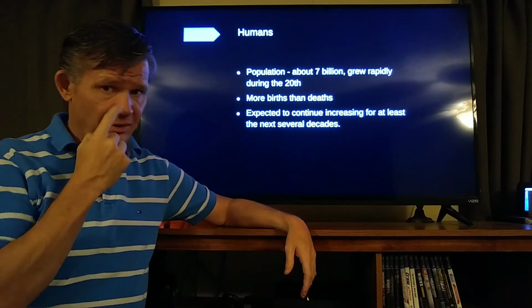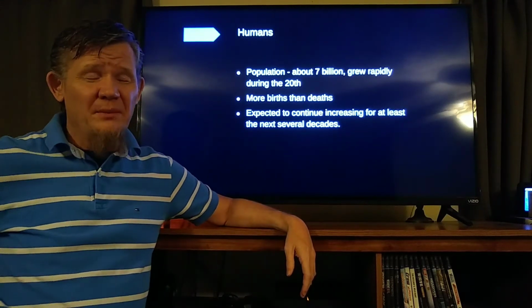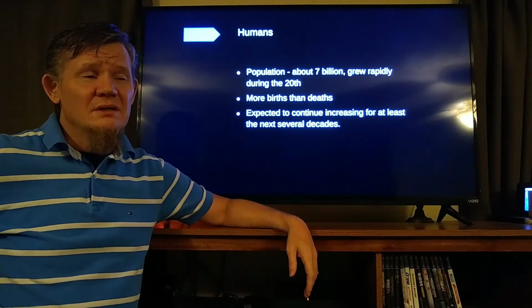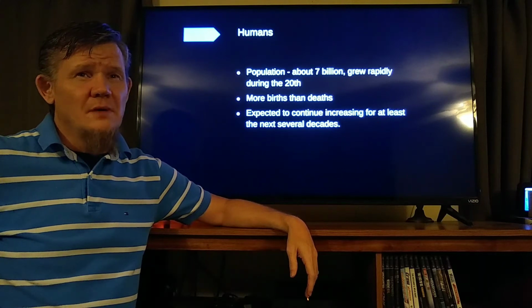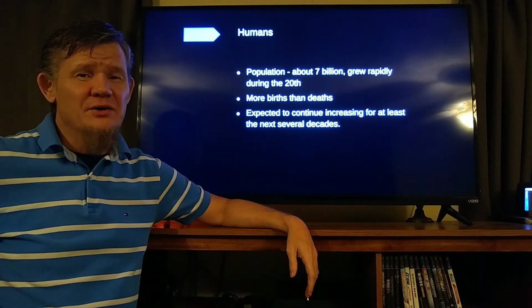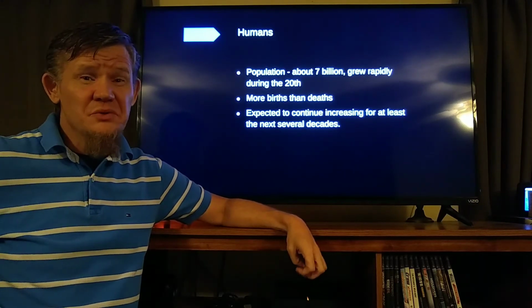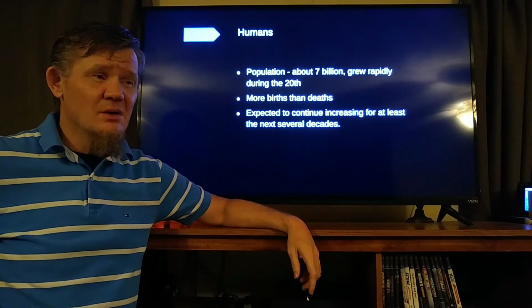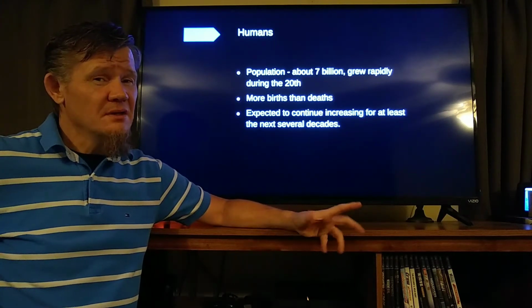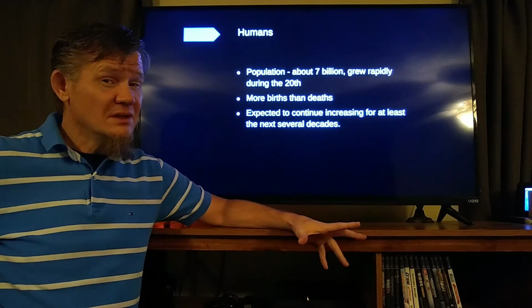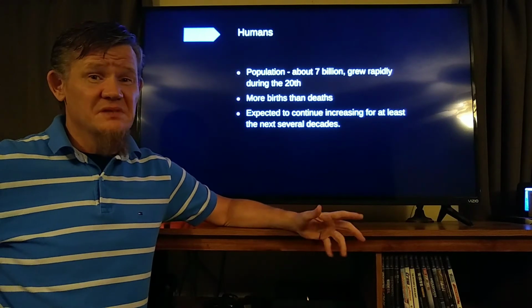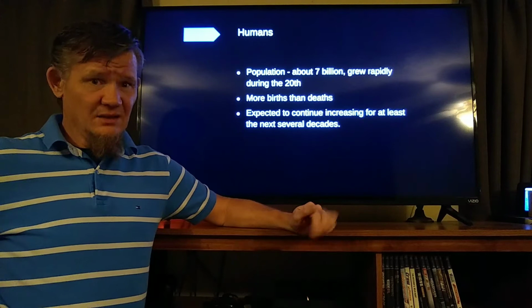It's exponential growth. I believe the population of the world around the turn of the century, around 1900, was like 1.2 billion people. So in 120 years, the population of the world has increased by like 6 times. That's a little scary.